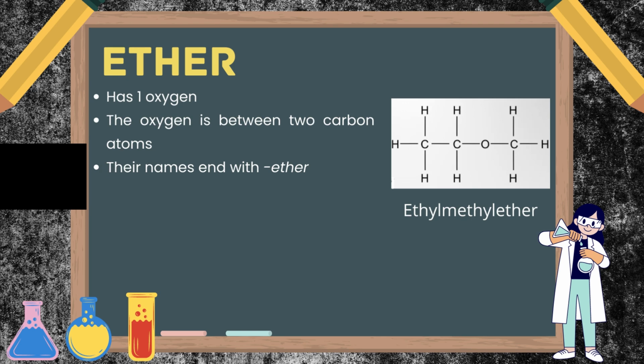The next functional group that we're going to study is ether. Ether has one oxygen but no O single bond H or C double bond O. The oxygen is sandwiched between two carbon atoms. Their name ends with ether. So the organic structure of this compound is called ethyl methyl ether.